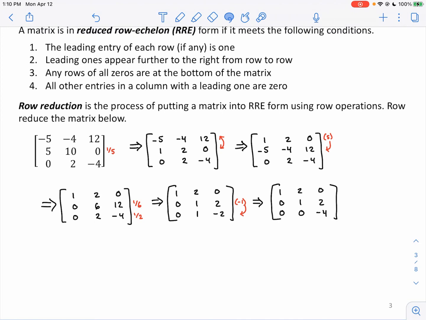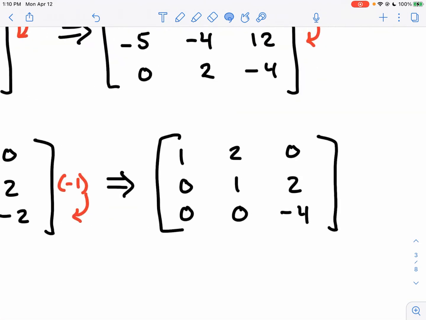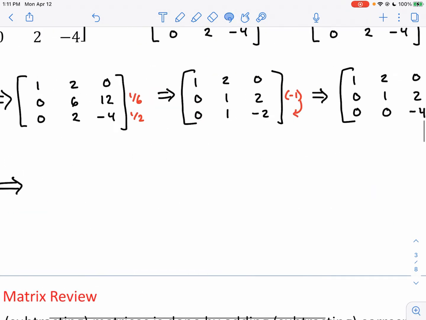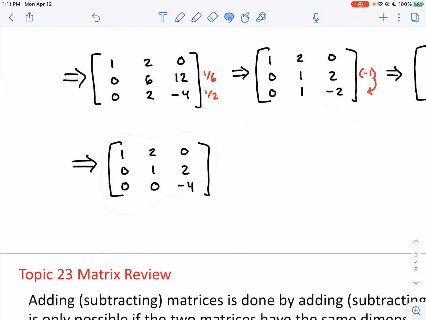Okay, so we are getting closer to RRE form. We have these two leading 1s and they're further to the right as we go down. But now we have a leading entry that's further to the right, but it's not a 1. So we're going to multiply that bottom row by negative 1/4 next. And that produces a new matrix. We're going to multiply the entire bottom row by negative 1/4. So that's really just going to make that a positive 1.